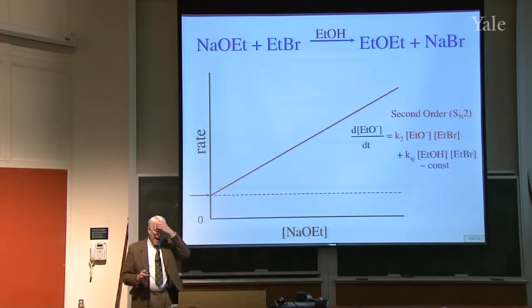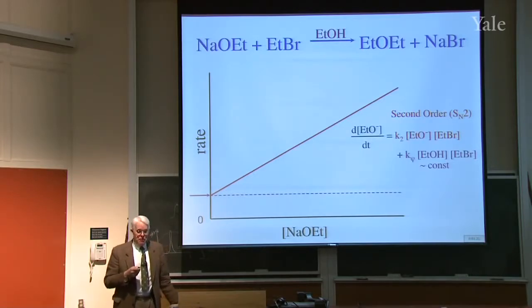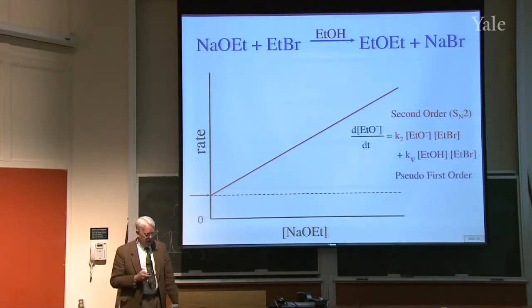Okay? So that second process is a pseudo first order reaction. It depends on the concentration of ethanol, but ethanol solvent's concentration is constant, right? So it appears to be first order, but it's actually some pseudo first order process where the first order rate constant is k pseudo times the concentration of ethanol, which is not changing.